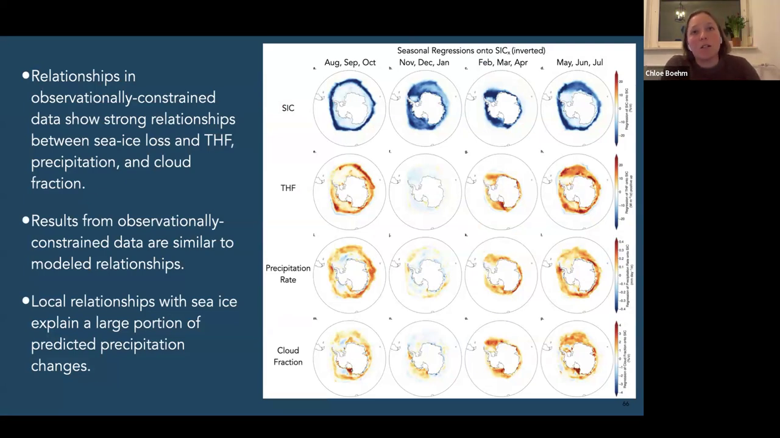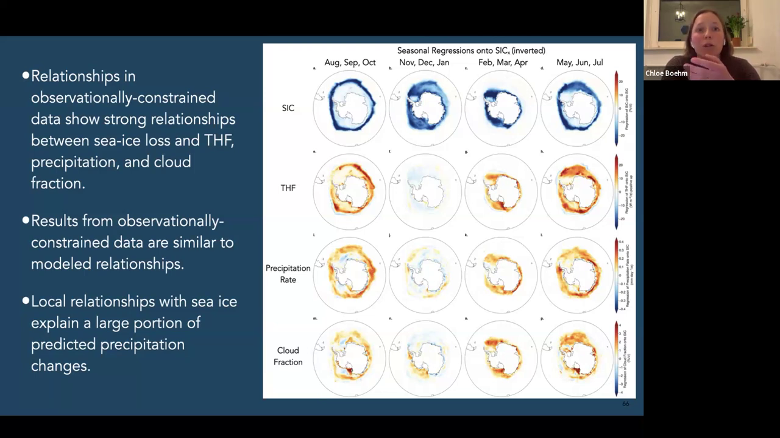which highlights that this regression analysis is able to parse out what these local relationships are and has good agreement, and that these local relationships with sea ice can actually explain a large portion of the predicted precipitation changes. And it highlights that, again, these sea ice anomalies occurring in the winter have the power to have a lot more impact on the local atmosphere than maybe the sea ice anomalies in the summer.